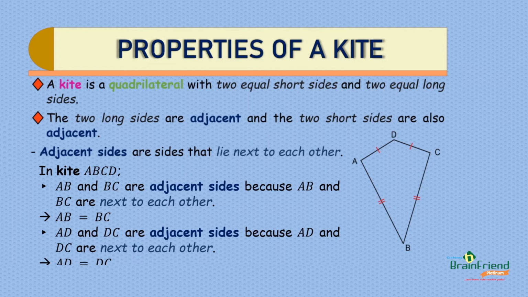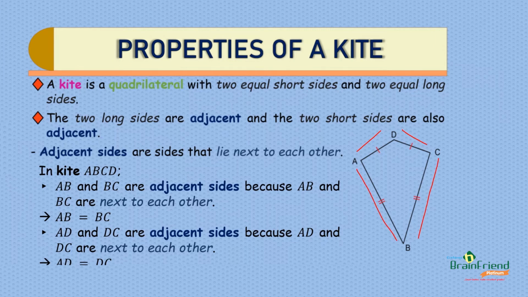The first property of a kite is that the two long sides are adjacent to each other, and the two short sides are also adjacent to each other. Adjacent means that the two sides lie next to each other. Now if we look at our kite ABCD, we have two short sides, line AD and line CD, and we have two long sides, line AB and line BC.